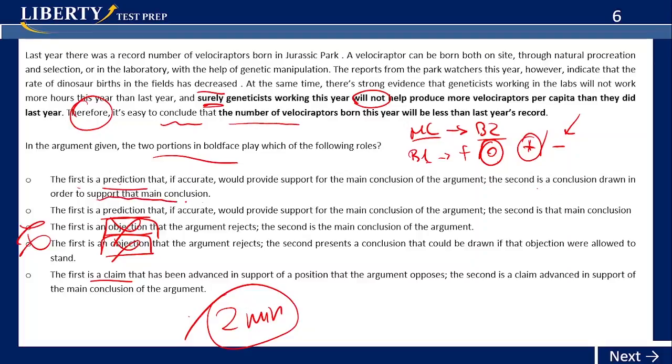Okay, the second is not supporting anything. Letter B, the second is the main conclusion. Fine, that's the answer. Okay, B is our answer. Letter E, the second is a claim advanced in support of the main conclusion. The same thing as in A. It is not supporting anything. So B here. Okay, so this is fairly easy if you know how to work through it, if you follow the 5 steps, basically.